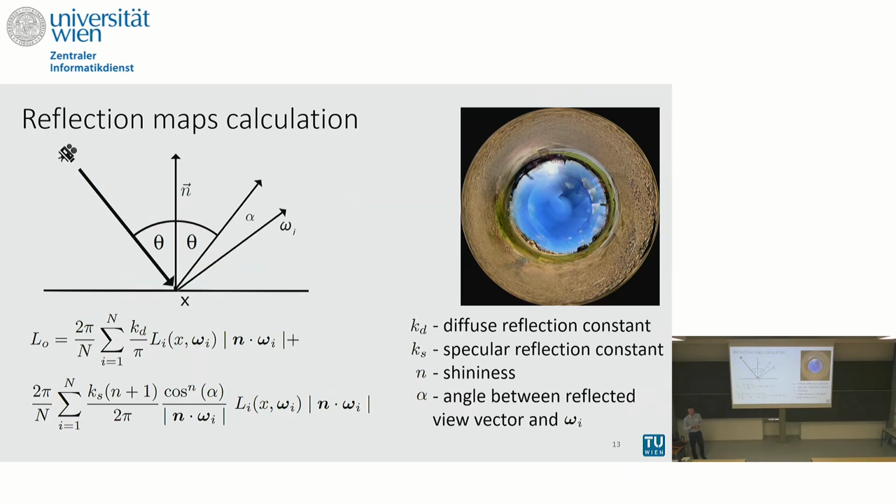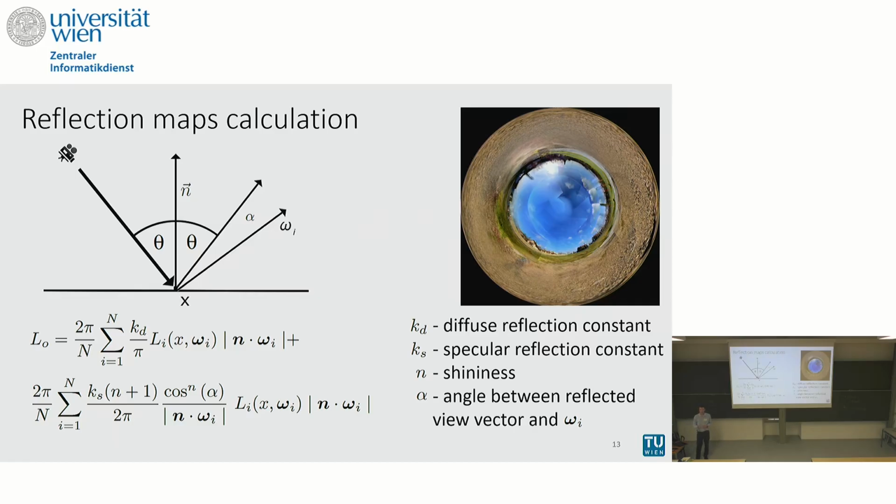And what the angle alpha is, that's the angle between the reflected view direction. So this is our camera ray, and this is the reflected camera ray, and this is the angle between the reflected camera ray and the incoming light direction, so basically the one coming from here. And then we can parameterize this new reflection map by this reflected camera ray, because it contains the alpha itself and the incoming light direction.